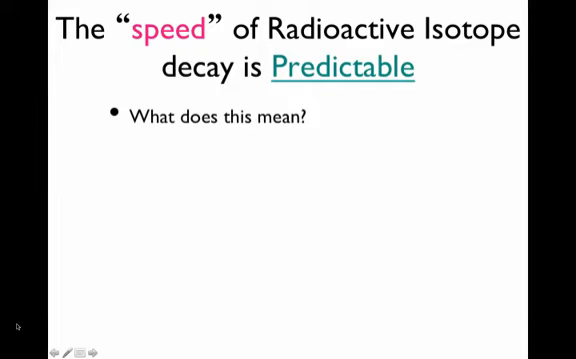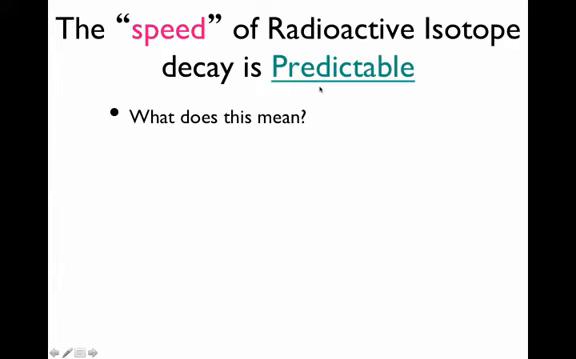This is the last section that we are going to cover in Unit 10 or Chapter 9. I probably took this from your book. I actually don't remember exactly where it came from, but probably your book. This is a statement that might be a little bit hard to understand. The speed of radioactive isotope decay is predictable, and the emphasis is on the word predictable.